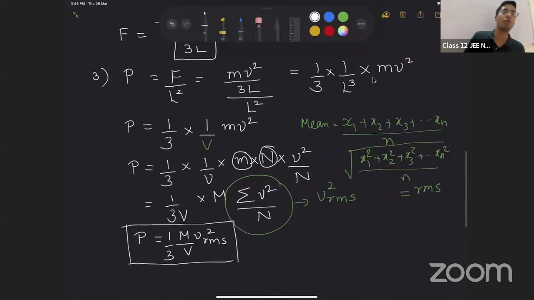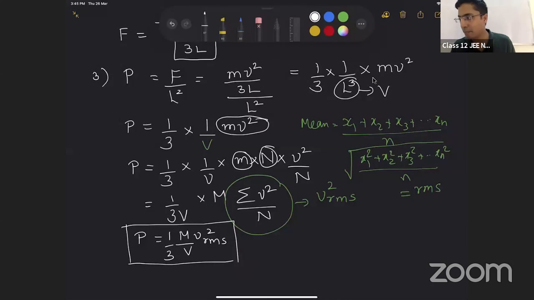Now, if I substitute the value of F in the pressure expression, F by L square, I get pressure, which is 1 by 3L cube mv square. Now I do a small change. I write L cube as V, because that's the volume of the cube in which all the molecules are present. And this mv square expression, I multiply and divide by n. Now mass of one molecule into n molecules is the total mass. So I write capital M.